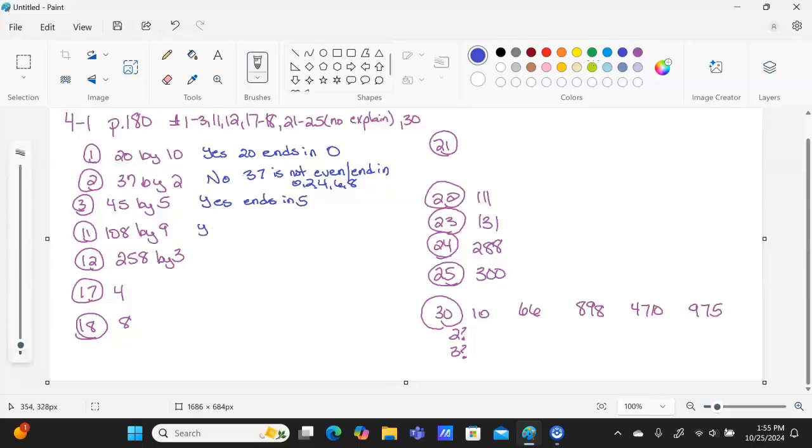108 is divisible by 9 because 1 plus 8 equals 9, which is divisible by 9. And then for 258, 2 plus 5 is 7, plus 8 is 15, and that is divisible by 3. So this is a yes. And you need to have not only just the yes and no, but you need to have the reason for it. 17 and 18, you were asked to list all the positive factors.